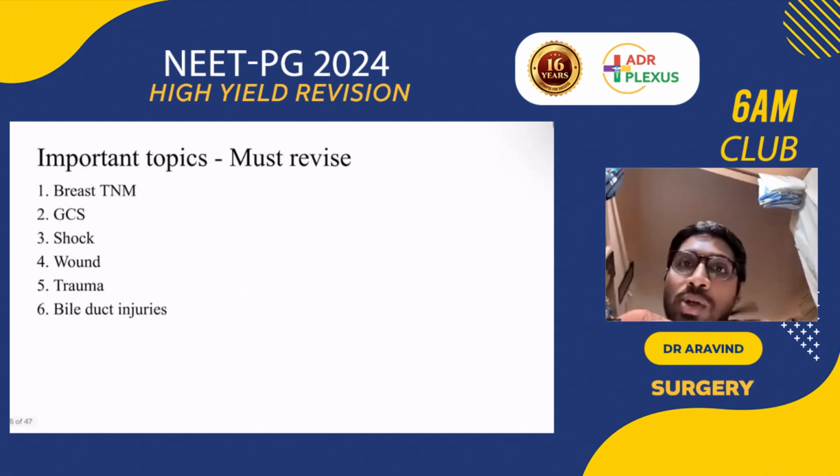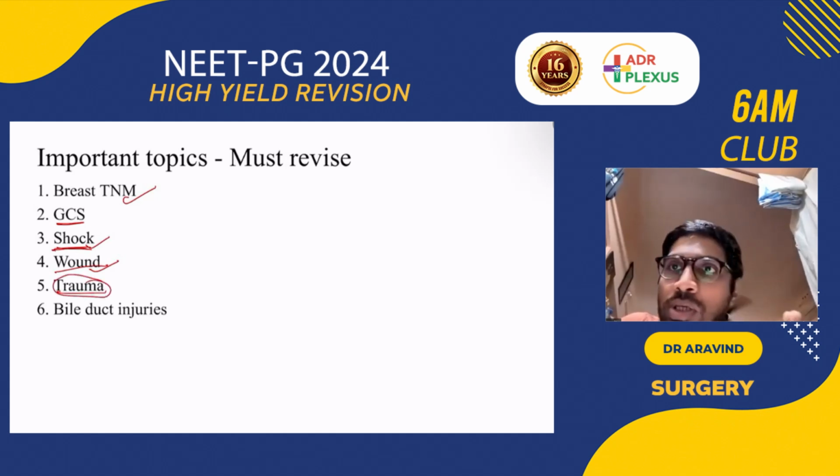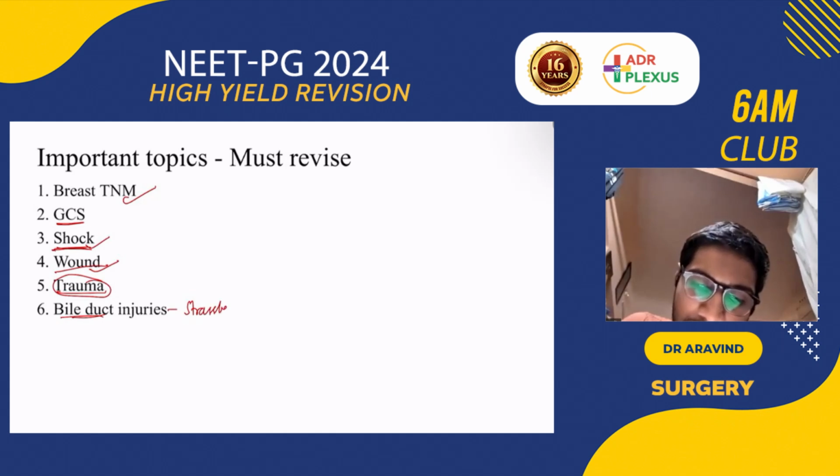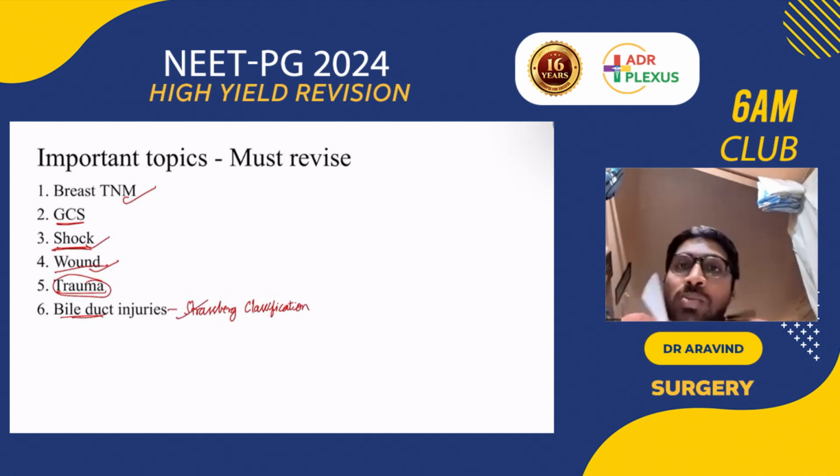So important topics that you have to revise for the exam: TNM of breast is very important. GCS, never make a mistake in the Glasgow Coma Score. Then shock, I discussed already. Then wounds are very important. Trauma, all kinds of trauma. Tension pneumothorax: where do you put the needle decompression? What is the safety triangle? All these are important questions. Then bile duct injuries. I don't know why this bile duct injury keeps coming to my mind this time. Maybe you'll get a question. We'll see. Plasma classification. So please revise all these topics. Very important for your exams. So whatever is new or updated, I have covered everything. So just connect to my question once again.